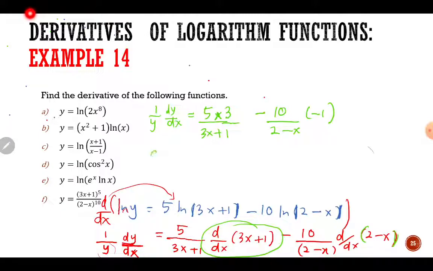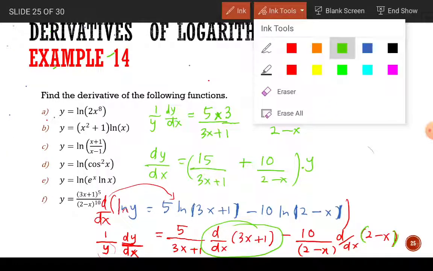Alright. So daripada sini kita akan dapat dy over dx. Kita nak cari dy over dx, betul tak? So ni kita dapat 15 over 3x plus 1. And negative 10 darab negative 1, kita dapat 10 over 2 minus x. And jangan lupa y tadi kita bawa ke belah kanan. So darab dengan y. So what is our y?